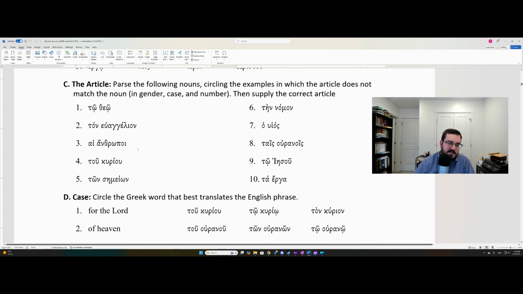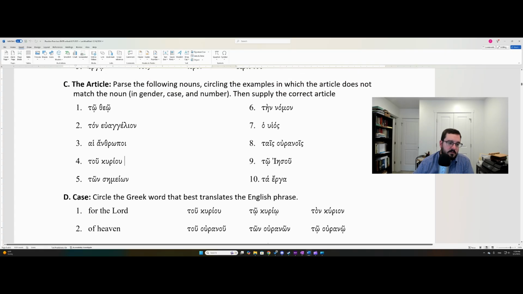Well, this one's pretty easy to suss out, right? We have hai anthropoi. Well, we've got that signature masculine plural ending, but we've got a feminine plural nominative article. And they're both nominative. This is a nominative plural, but it's masculine and this is feminine. So it should actually be hoi anthropoi, not hai anthropoi.